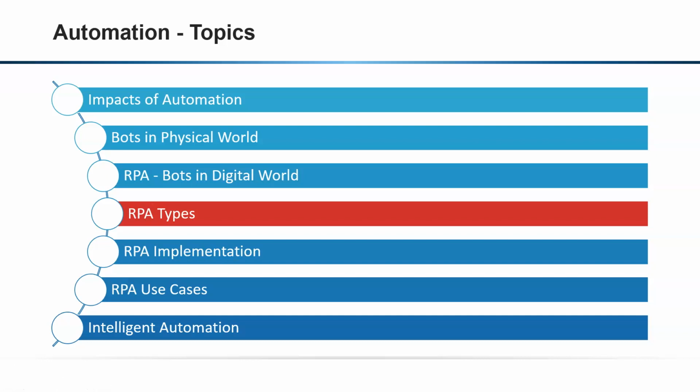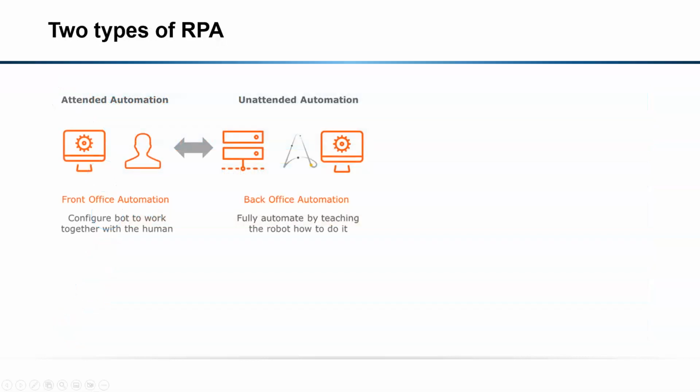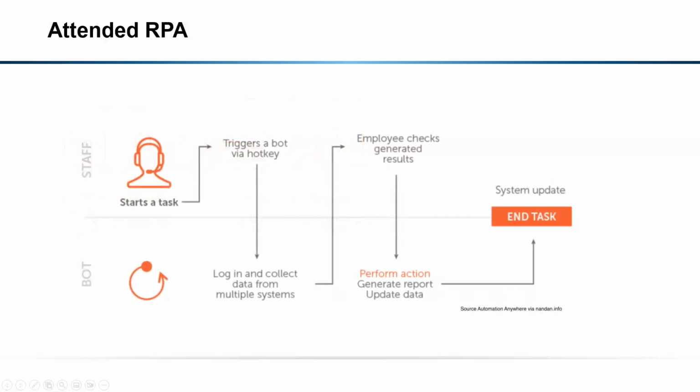In this video lesson, let us look at RPA types. There are primarily two types of RPAs: attended automation and unattended automation. Attended automation is where you configure the bot to work together with humans. Unattended automation fully automates by teaching the robot what to do. So let us look a little deeper into these two types.